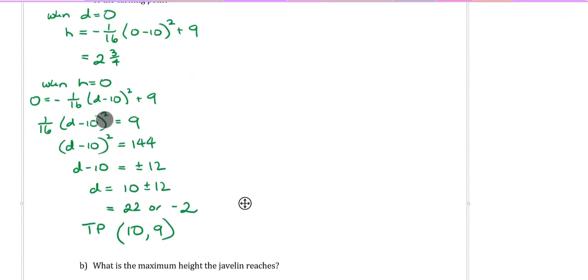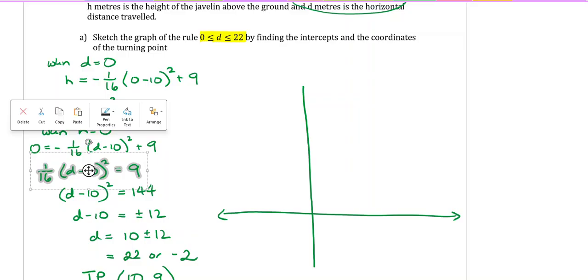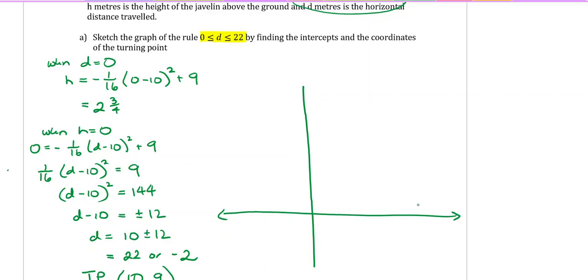Then I can draw this. I have got x-intercepts at -2 and 22. However, I was told to only sketch between 0 and 22 because you can't have a negative distance in terms of how far you've thrown something. So we're going to start at 0 and our other x-intercept is going to be at 22. The turning point is at (10, 9), so it's going to be up here somewhere. And my parabola is going to come down, and its y-intercept, which is actually the h-intercept, is at 2 3/4. So it comes down, and that intercept there is at 2 3/4. So this axis is the d, this axis is the height reached, and I've only sketched between 0 and 22.